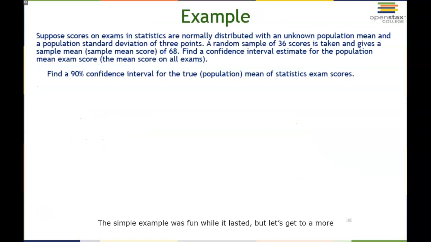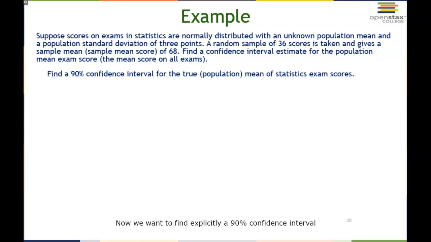The simple example was fun while it lasted, but let's get to a more appropriate example of what you're going to be facing. Suppose scores on an exam in statistics are normally distributed with an unknown population mean and a population standard deviation of 3 points. A random sample of 36 scores is taken and gives a sample mean of 68. Find a confidence interval estimate for the population mean exam score.